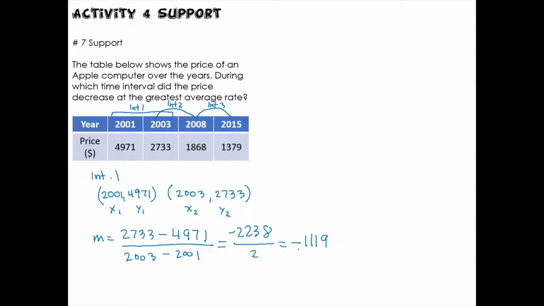Okay, so that was for the first interval. And so here's the first interval like this. And then we're going to do the second interval. Let me see if we can do it in a slightly different color. So here's interval 2. And we're going to use 2003.